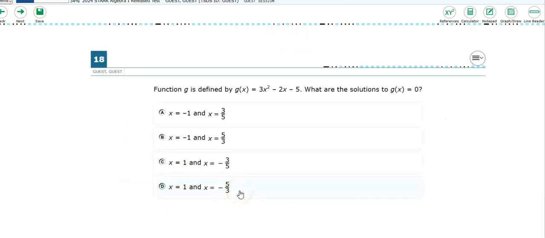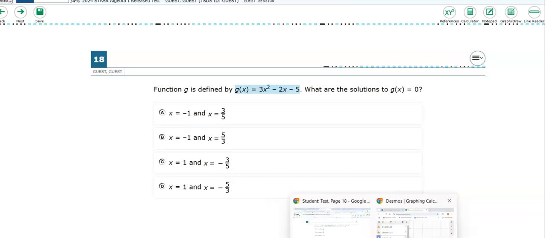Okay, function g is defined by 3x squared minus 2x minus 5. What are the solutions to g of x equals 0? There are two ways we can do this: via factoring, or via graphing. I'm assuming you like graphing, and I recommend getting decent with the graphing part. So I'm going to plug that into Desmos. Solutions mean x-intercepts. This is going to make a parabola, and it just wants to know where the parabola crosses the x-axis.